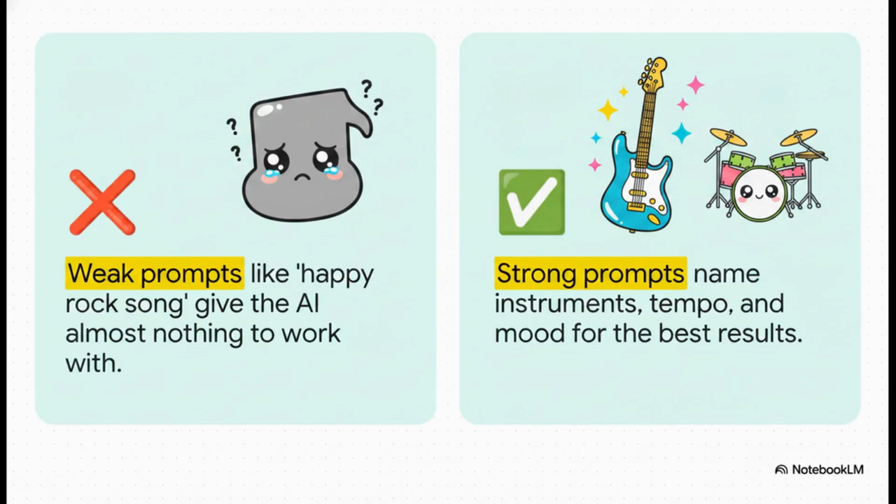A strong prompt, however, provides specific instruments, tempo, and mood. Think along the lines of upbeat indie rock, jangly electric guitars, driving drums, 120 BPM, major key, early 2000s influence. See the difference? That is the secret sauce for extracting professional results from your AI department. You have to tell them exactly what you want to hear.